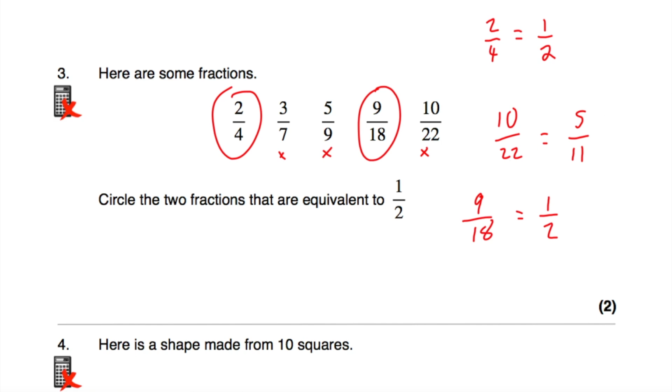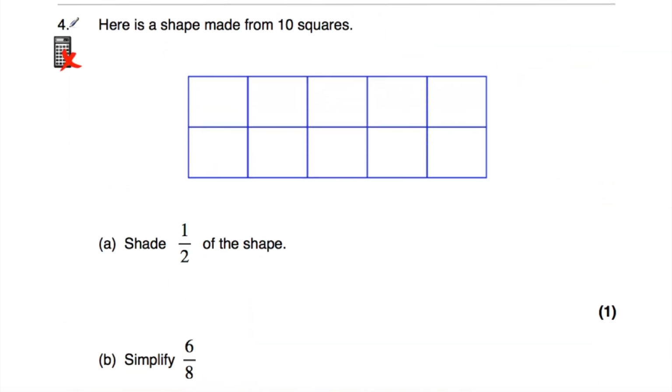Okay, let's look at our next question, question number 4. Okay, so question number 4 says, here's a shape made of 10 squares. So we've got 1, 2, 3, 4, 5, 6, 7, 8, 9, 10. And part A says shade a half of this shape. So we want to shade a half of this shape. So that means that we want to shade a half of the squares. And because there's 10 squares, half of that would be 5. So let's shade in 5 of them.